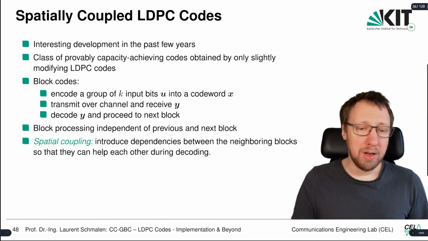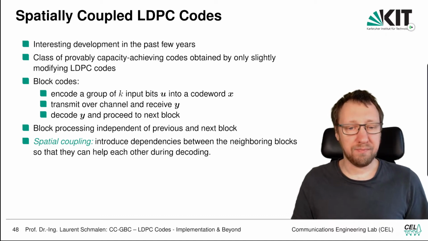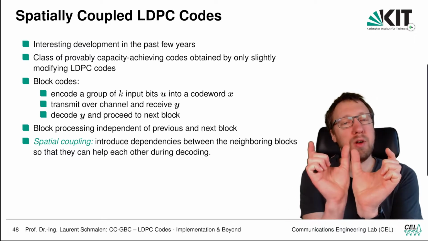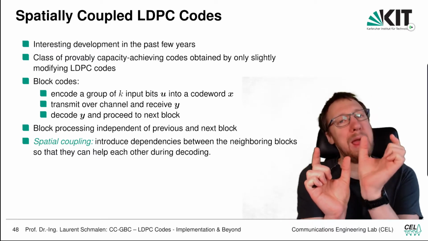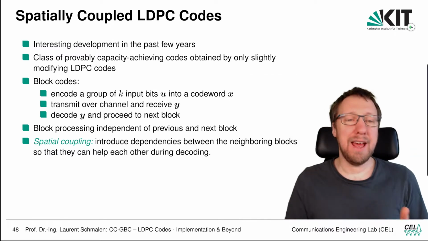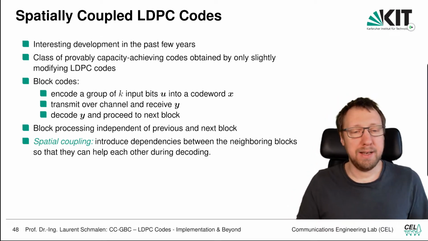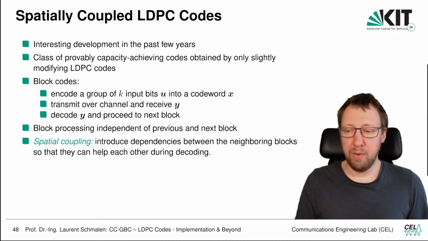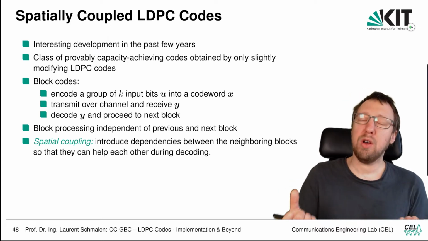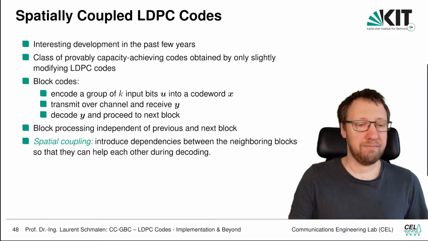Now in spatially coupled codes, we introduce dependencies between the neighboring blocks. So the idea is that if one block can be decoded well, it may help to decode the next block, which could not be decoded otherwise. So they can help each other during the decoding process, and also decode the block that couldn't be decoded initially with the simple code.